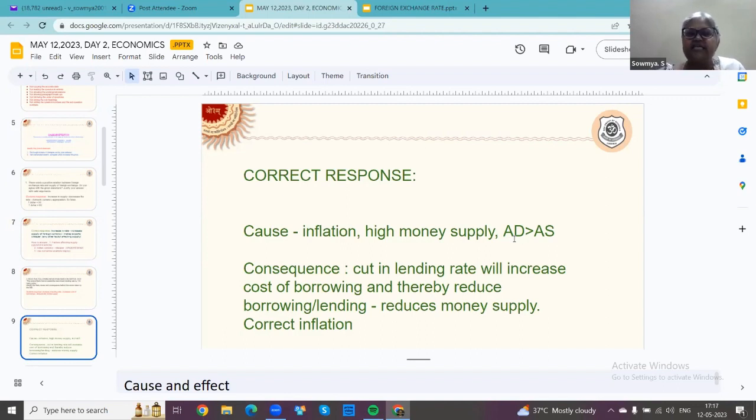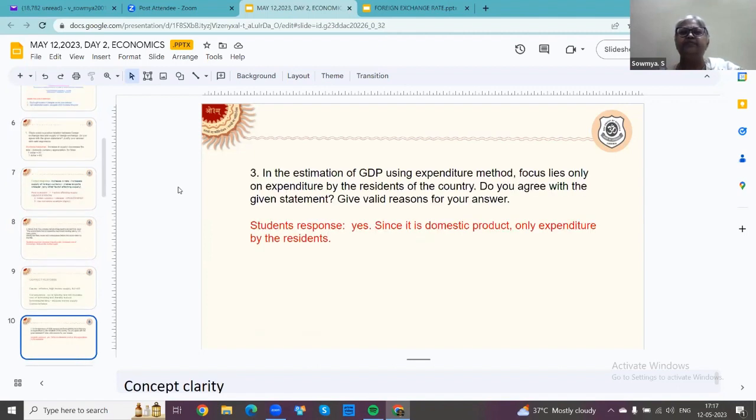Then consequence there again: a cut in the lending rate will increase the cost of borrowing and thereby reduce the borrowing. That reduces the money supply and that corrects the inflation. So this is the chain that you're supposed to write as a consequence, and that they have nicely, perfectly done, but many children forgot to write the cause. So this is another area that was noted. Fine.